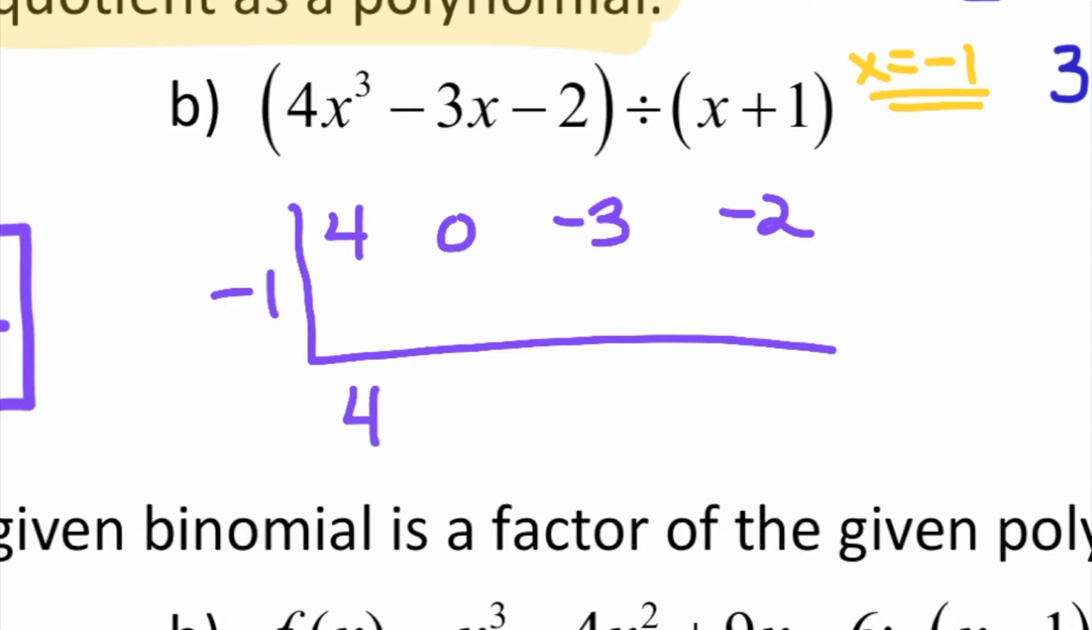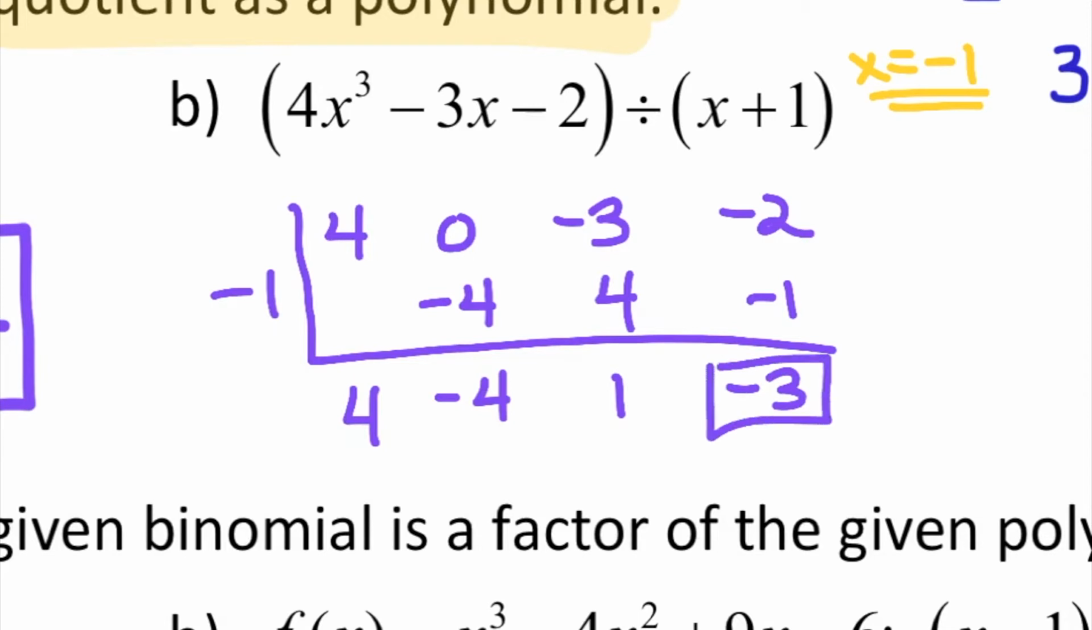Bring down the 4. 4 times negative 1 is negative 4. 0 plus negative 4 is negative 4. Negative 4 times negative 1 is positive 4. Negative 3 plus 4 is positive 1. 1 times negative 1 is negative 1. And this time you have a remainder, and it's negative 3.